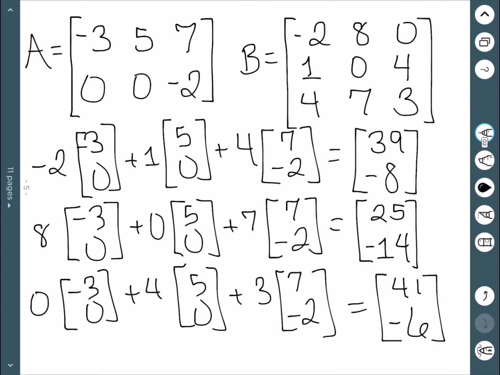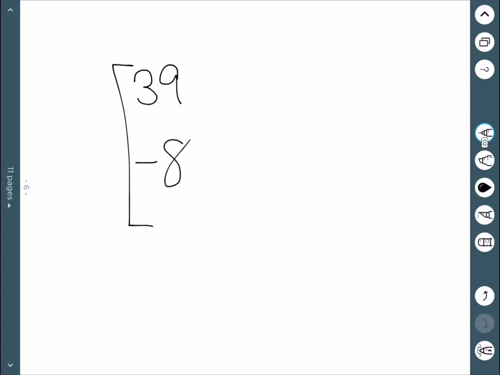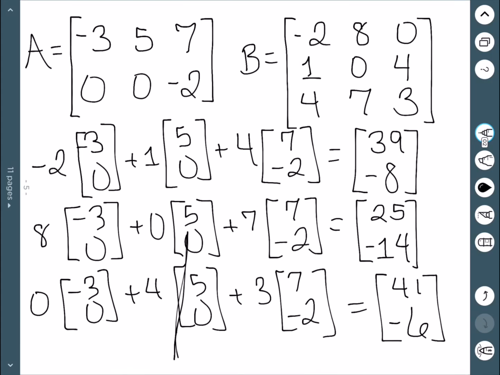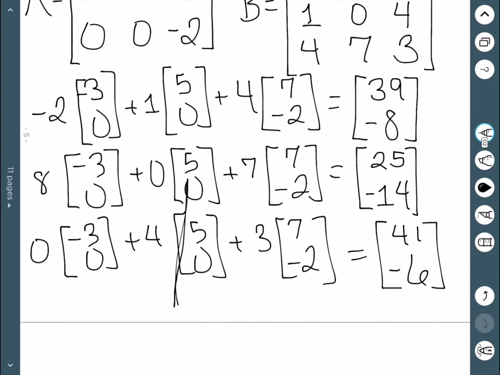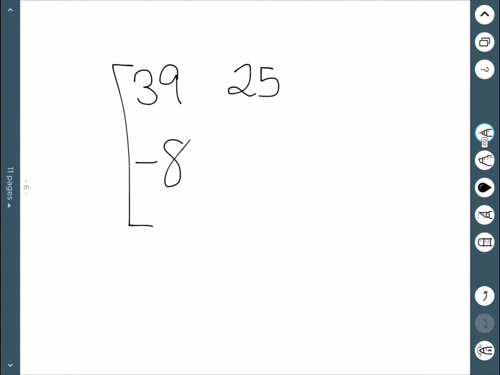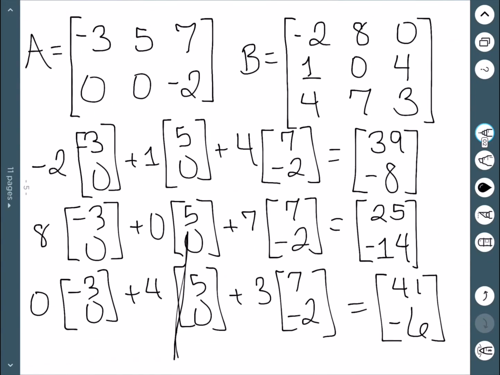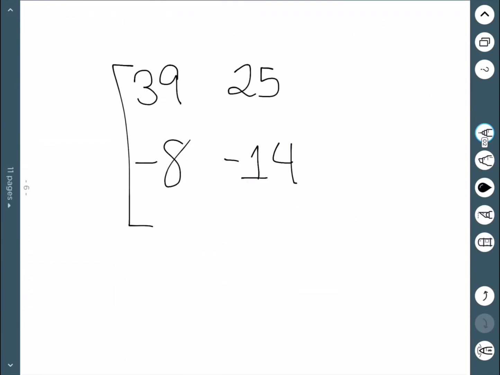And now we combine this all into one big matrix. The first thing we got was 39, -8. So when I have my actual product, my first column is 39, -8. Going back, the second thing I got was 25, -14. That corresponds to the second column. Finally, my third column said 41, -6. So the third column of the product will be 41, -6.